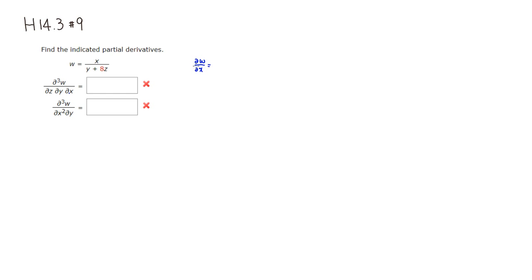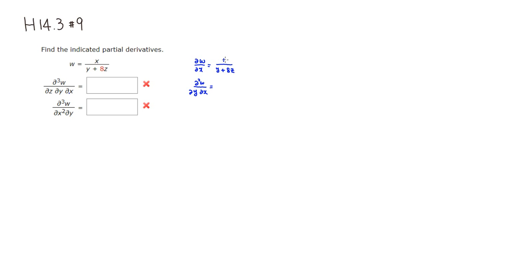Everything else is a constant, so you're going to have a 1 over y plus 8z. And the derivative of x is 1, so you just get that. Then we have to do the partial with respect to y. So we're going to have to take the second partial, then with respect to x, and then with respect to y.